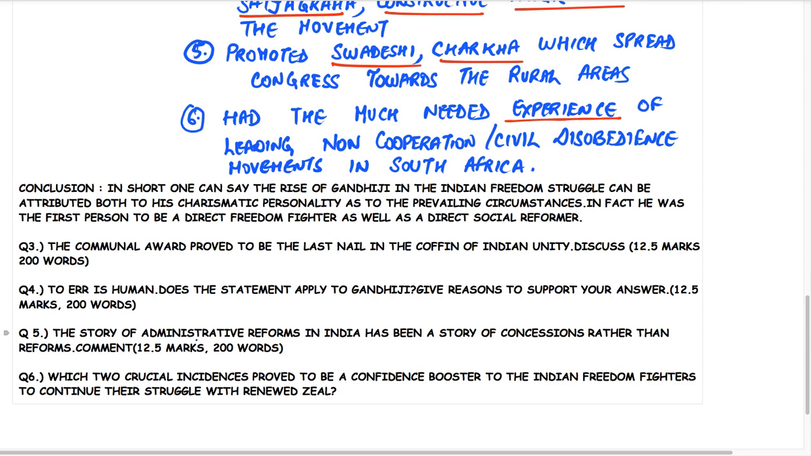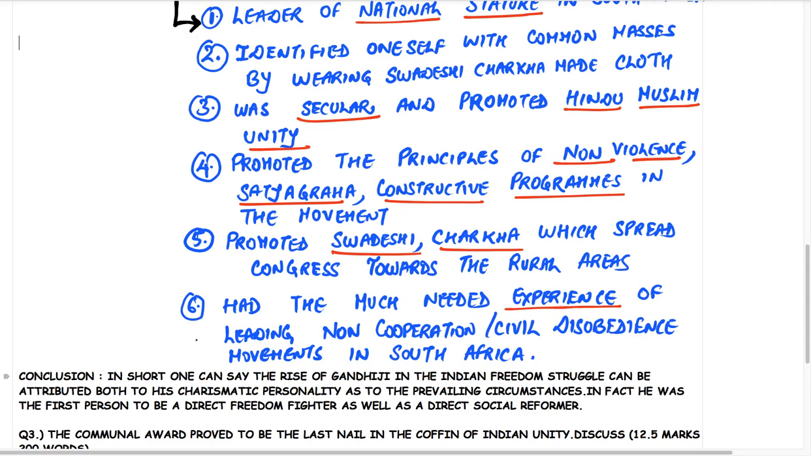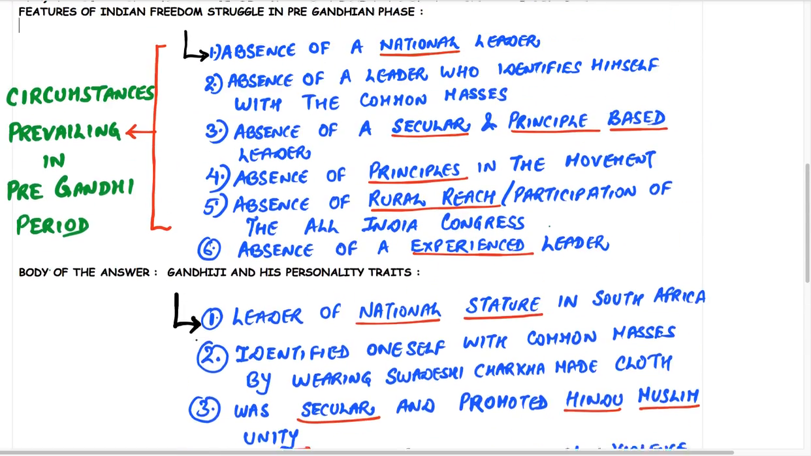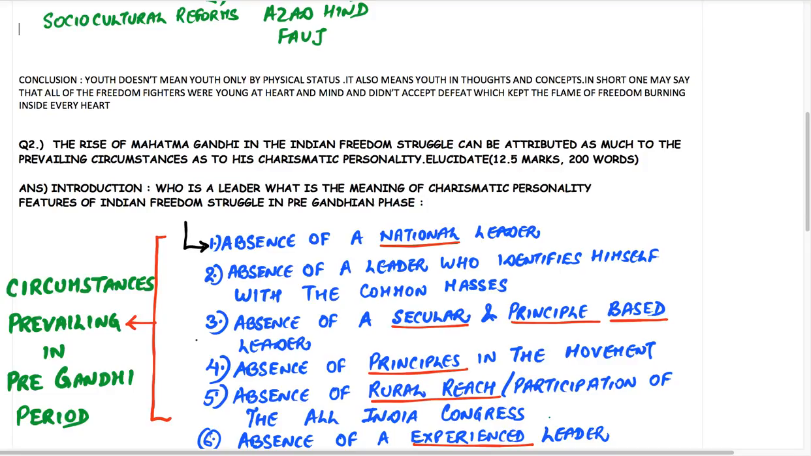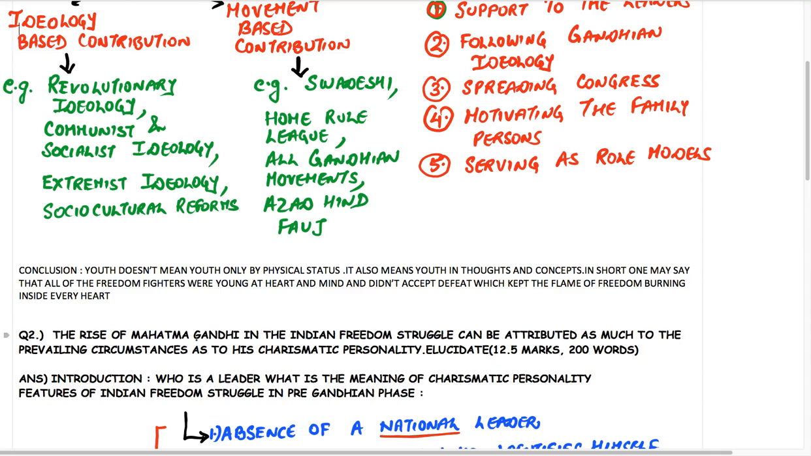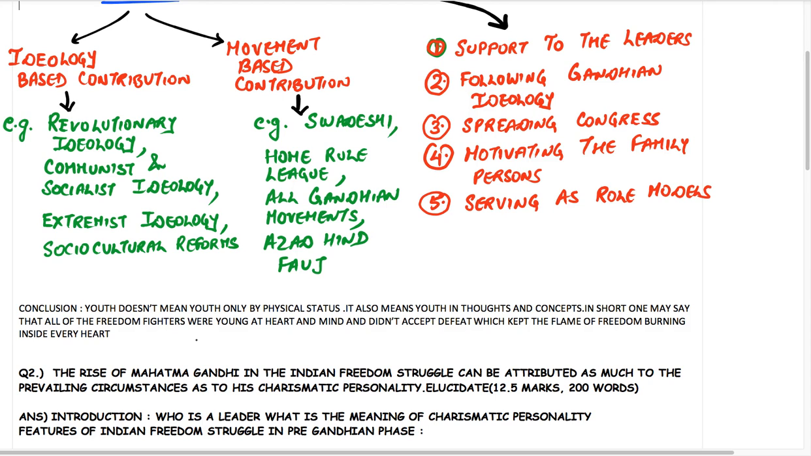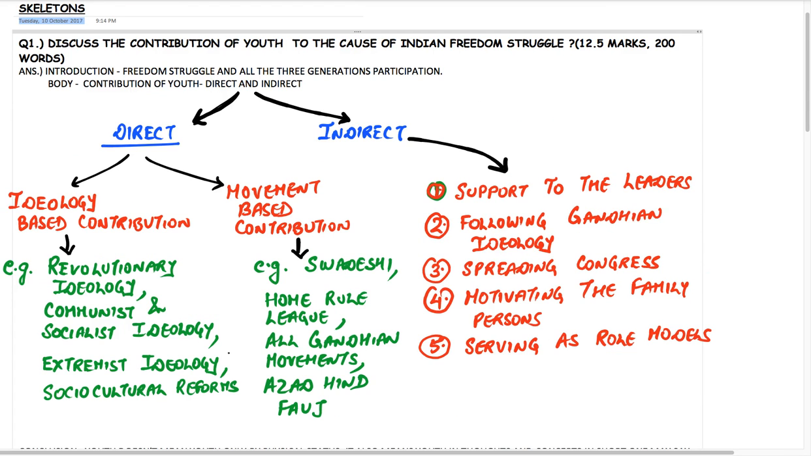So we will have a discussion over the last 4 questions in the next video. But for today, we are going to have a discussion over the first 2 questions, a detailed discussion along with the answer skeleton. So let us have a look at the first question which can be asked in this year's UPSC Civil Services Mains Examination. The question is, discuss the contribution of youth to the cause of Indian freedom struggle.